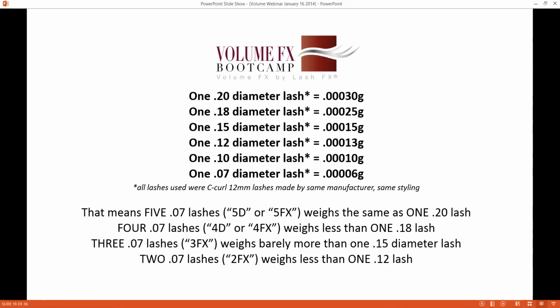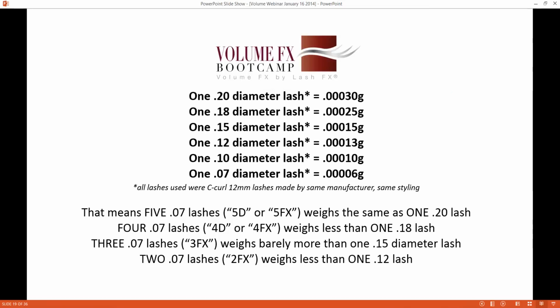These are weights and measures done on one brand of lashes. It happens to be Prime Silk lashes this time, and all of them were a C-curl, all of them were a 12 millimeter. This was done with the utmost care, adhering to the scientific process. When you're weighing things and coming up with definitive weights and measures, you have to weigh the same thing 10 times over, because there will be a degree of variance, and then you have to average it out.